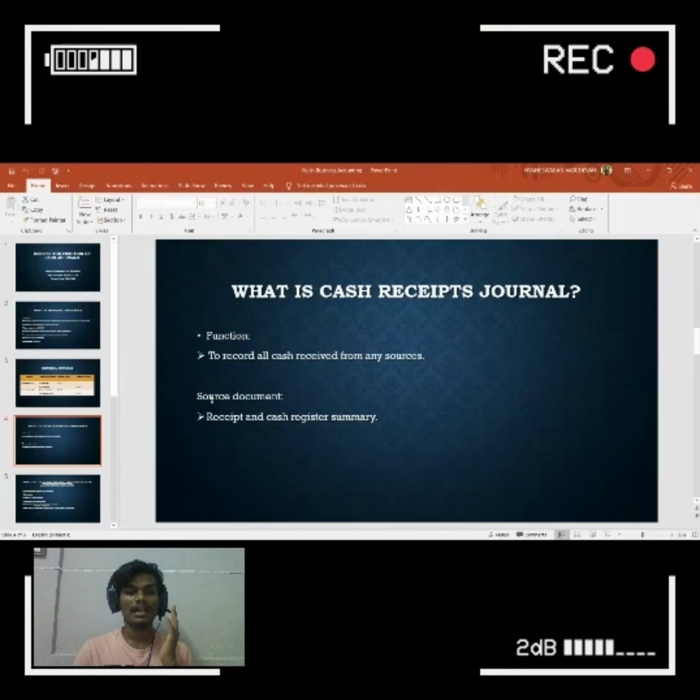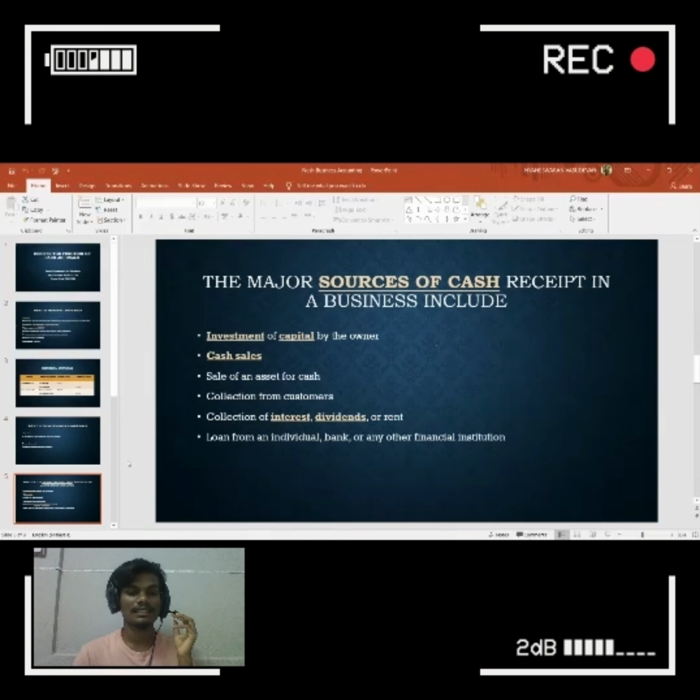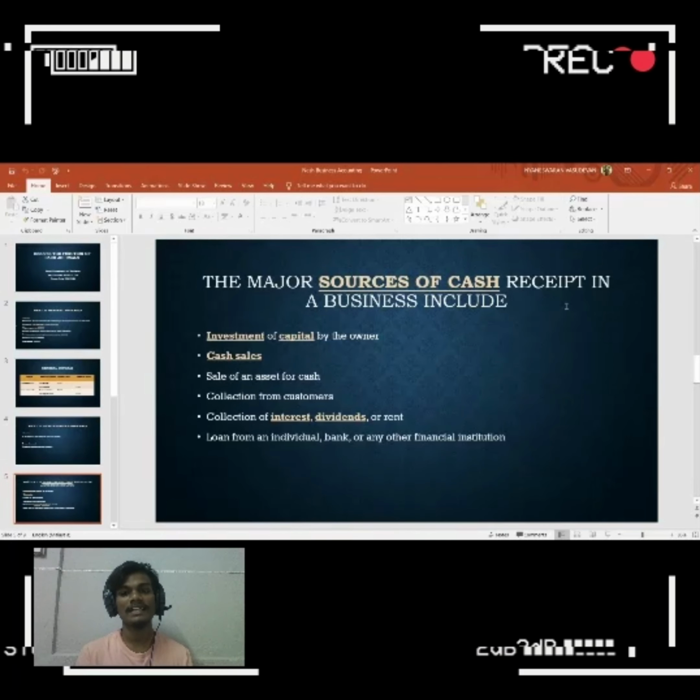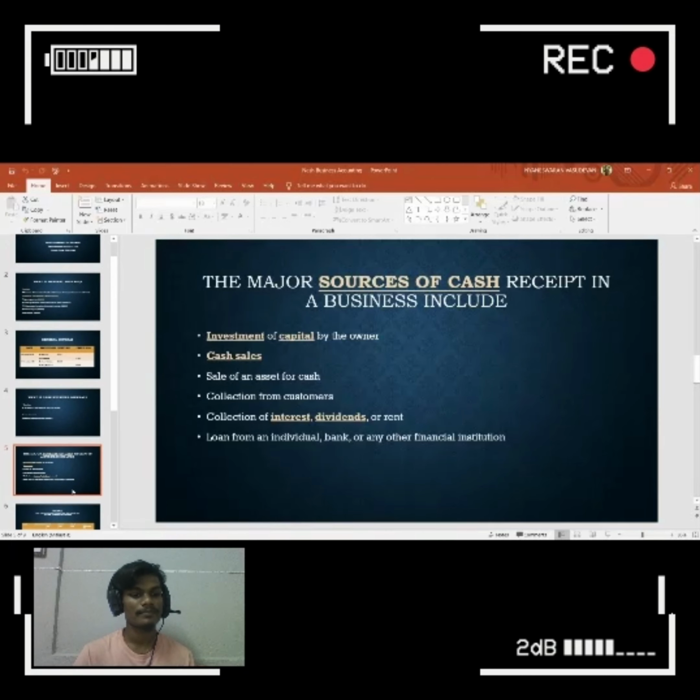Next, about cash receipt. The function of the cash receipt journal is to record all the cash received from any sources into a business. Next, the major sources of cash received in a business include investment of capital by the owner, cash sales of an asset for a cash, collection from some customers, collection of interest, dividends, or rent, and lastly, loan from an individual or bank or any other financial institution.